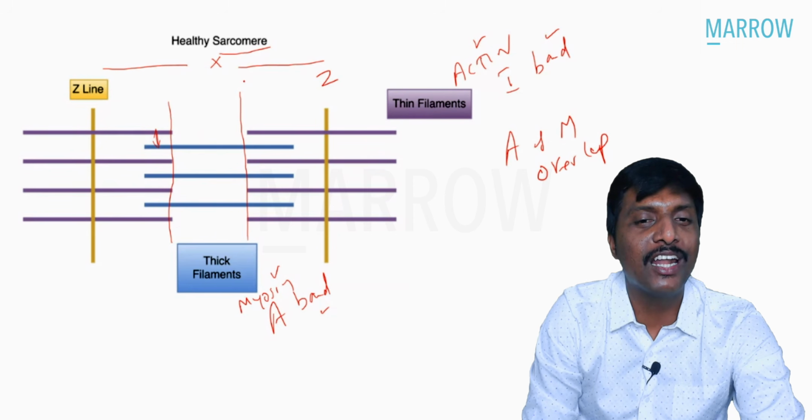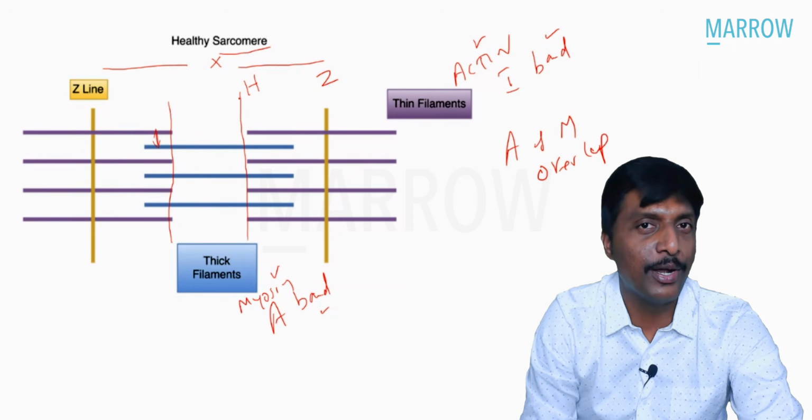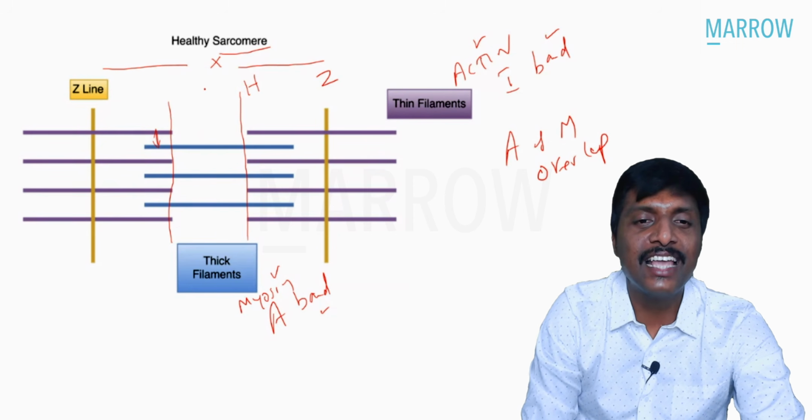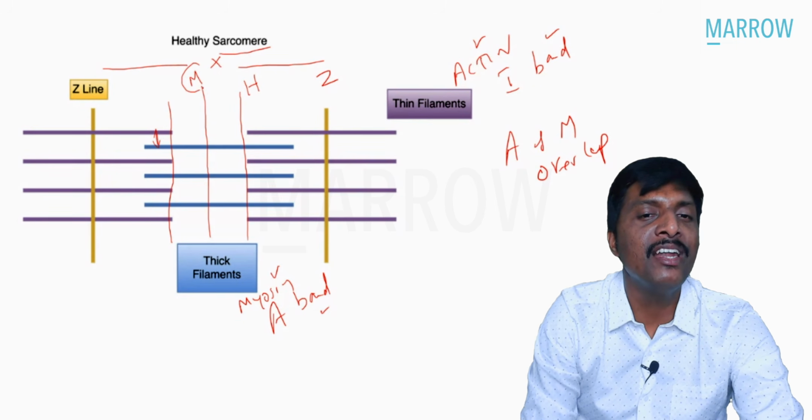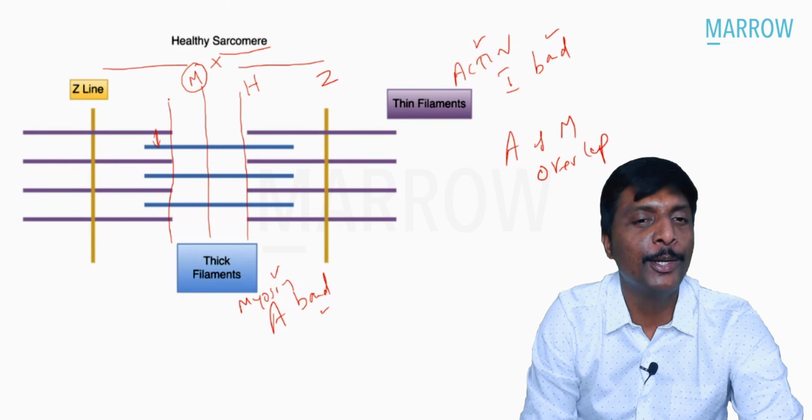So this looks like an alphabet H. We call this the H band. Exactly in the middle of myosin, we have a line, and that line is the M line. M stands for middle, M stands for myosin. So remember, periphery, Z; center, M.